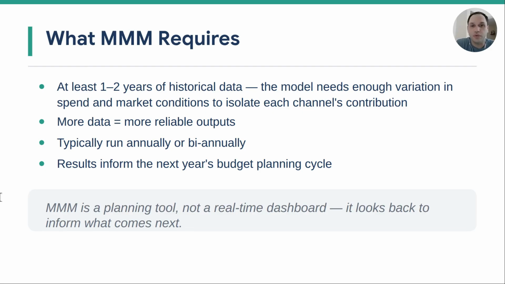MMM isn't a tool you can run after your first quarter of marketing. It needs history. Specifically, it needs to see enough variation in your marketing spend and market conditions over time to reliably separate each channel's contribution from everything else. The general guideline is at least 1 to 2 years of weekly data. More history means more reliable outputs. It's typically run annually or biannually, and the results feed directly into the next year's budget planning cycle. Think of it as a planning tool rather than a real-time dashboard. It looks backwards at what happened in order to inform what comes next.